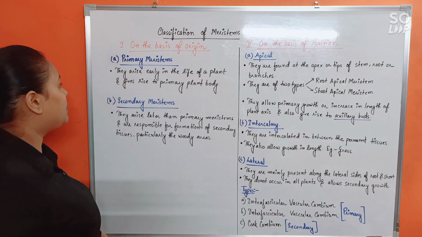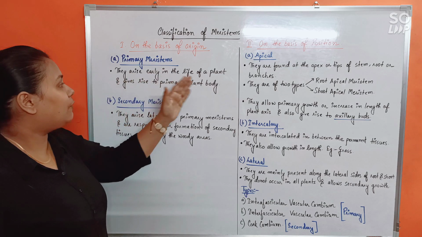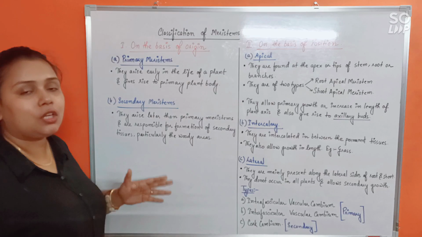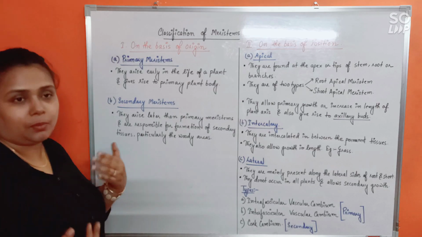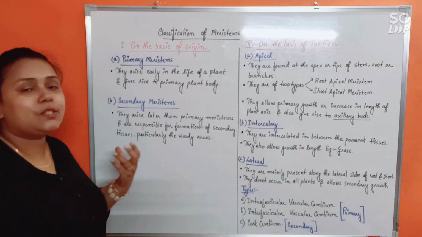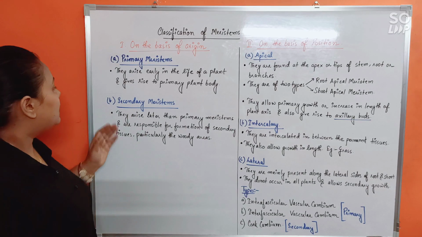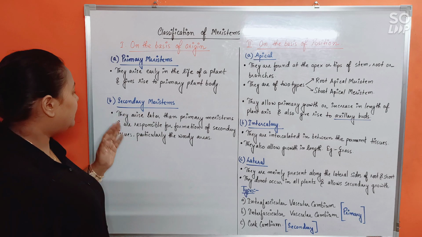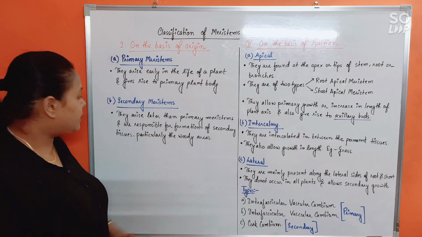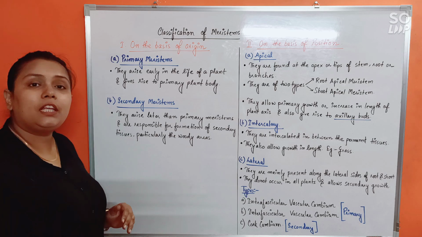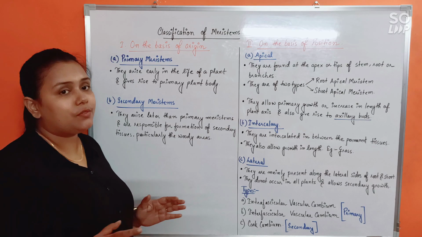See, primary meristems arise early in the life of the plant and give rise to the primary plant body. That means the initial plant body, the primary growth that takes place, occurs with the help of primary meristems. Secondary meristems, on the other hand, arise later than primary meristems and are responsible for the formation of secondary tissues, particularly the woody ones. Now this is very important.